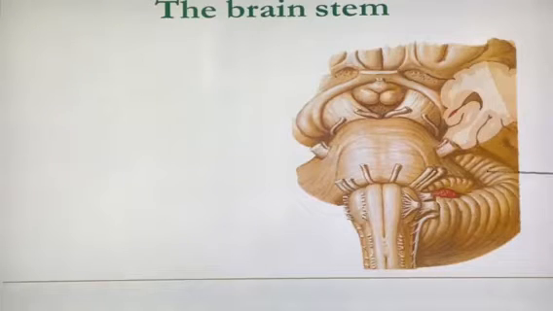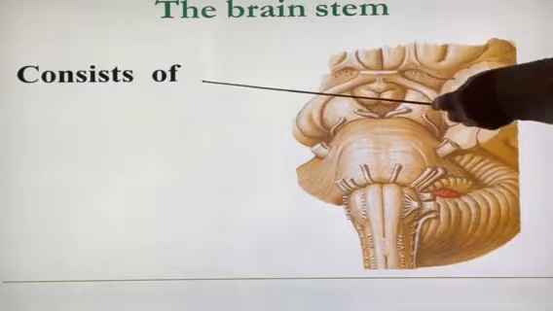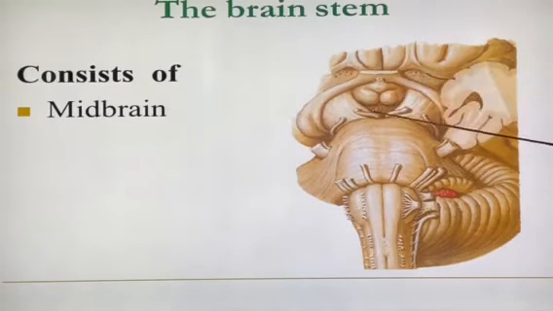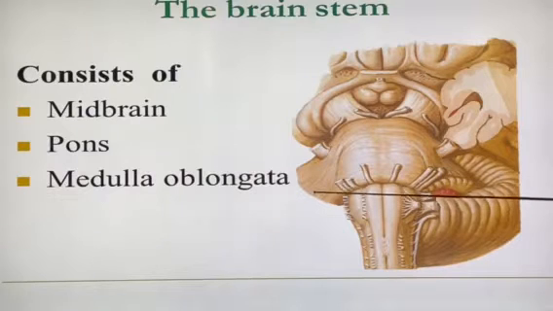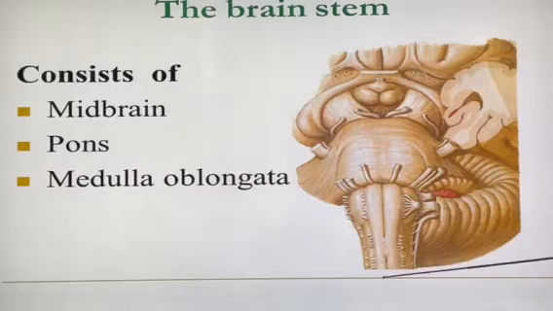This is a picture, inferiorly, of the brain. I want to show you the brainstem. It consists of the midbrain here, from this region up there. All of this we call the midbrain. Here, this is the pons. And the last one, the medulla oblongata, from here and continuing downward to the spinal cord.